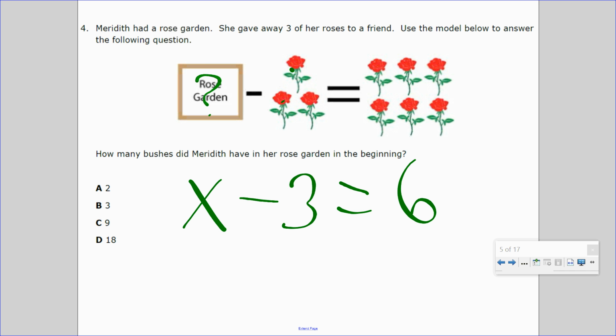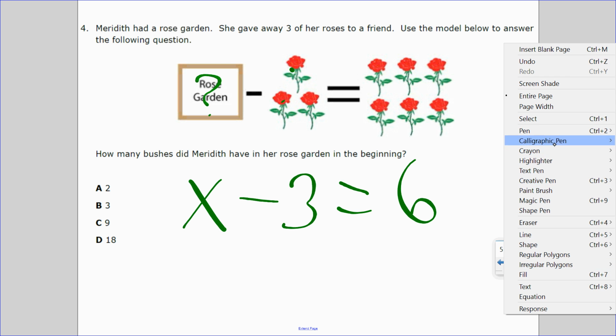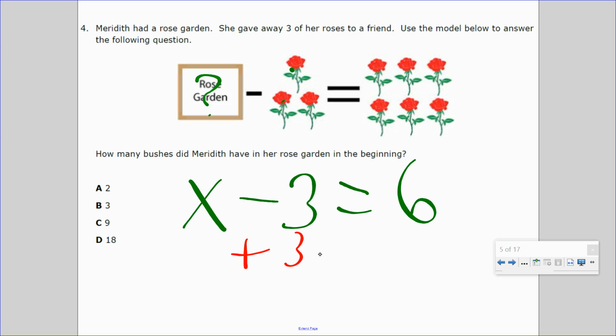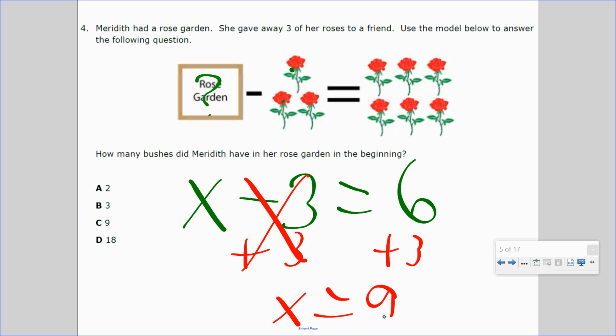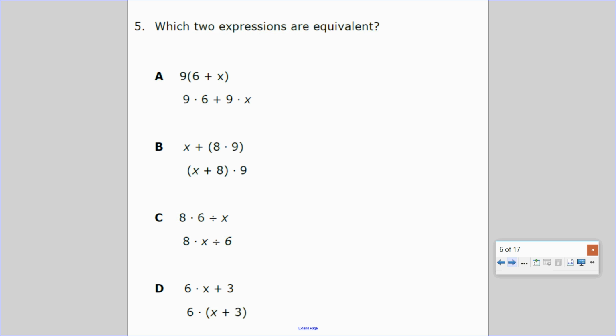I need to isolate x. What is the inverse operation of subtraction? It is addition. Balance on the other side. Cancel. X equals 9. To check your work, is 9 minus 3 equals 6? It is. Number 5. Which two expressions are equivalent?